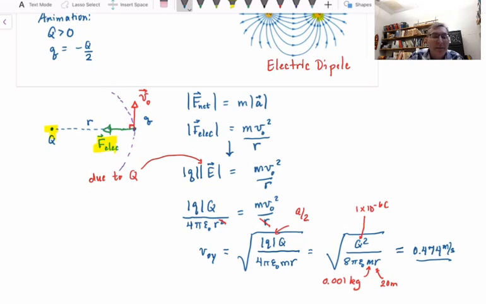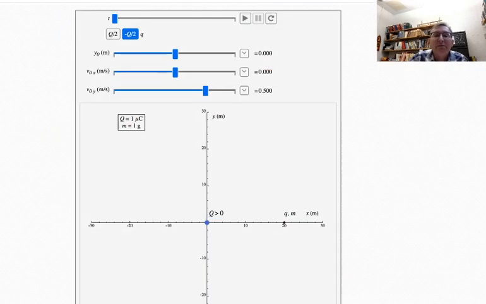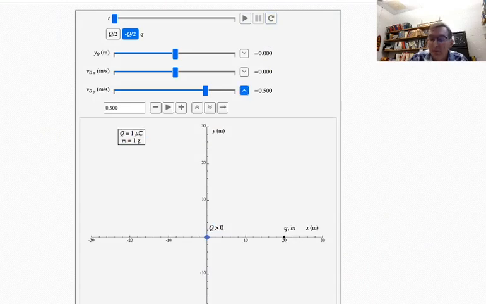So now let's go back to the animation. We've reset it. Now let me set that v initial y with the drop-down menu to 0.474. Hit enter. Okay, that's what it is. And now we'll run the animation and see what we get. See if it's a circle.